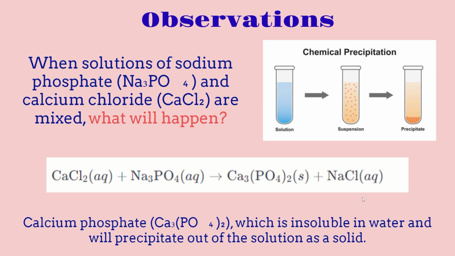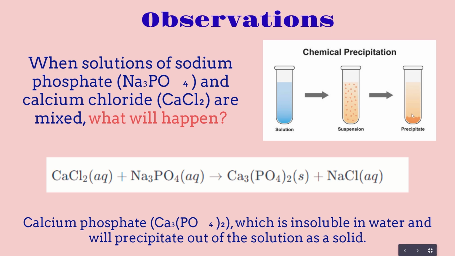So in this case, calcium phosphate, which is Ca3(PO4)2, is insoluble in water, and it's going to form a precipitate out of the solution as a solid. So this precipitate down here would be the calcium phosphate, and then NaCl, which would be sodium chloride. We already know that once it dissolves inside of water, it's going to evenly spread out. So the resulting solution is sodium chloride, and then the precipitate is calcium phosphate.